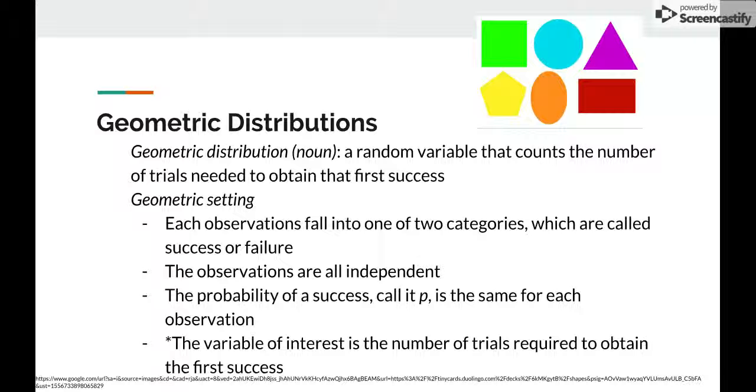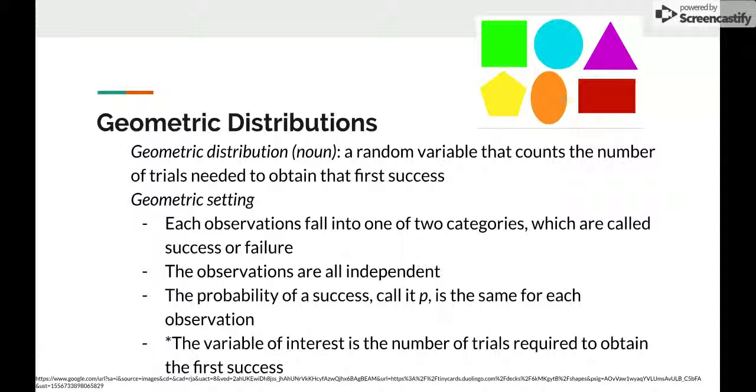Next, we're going to discuss geometric distributions. So a geometric distribution is a random variable that counts the number of trials needed to obtain the first success. So, for example, say Kyrie Irving is taking a three-pointer and he's made 64% of his three-pointers this year. We're going to calculate at what trial it's going to take for him to make his first shot.